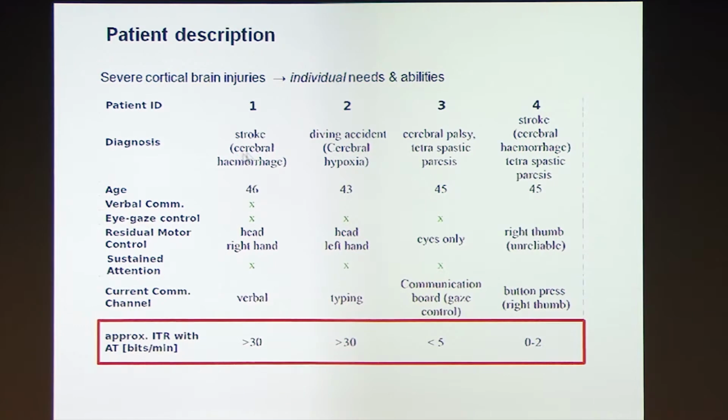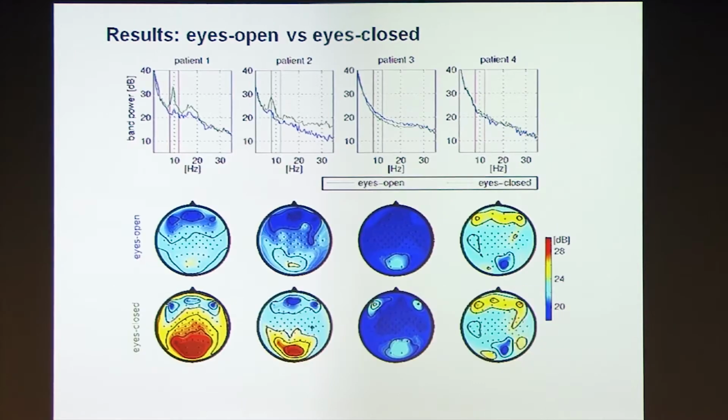Just to show what the diagnosis was, and how many bits per minute these patients would be able to communicate with the help of their assistive technology. Because the issue is that a brain-computer interface is very inspiring and interesting, but there's assistive technology, and we have to be able to not beat it, but enhance it, right? The patient doesn't care whether we like BCI or not, the patient wants to communicate.